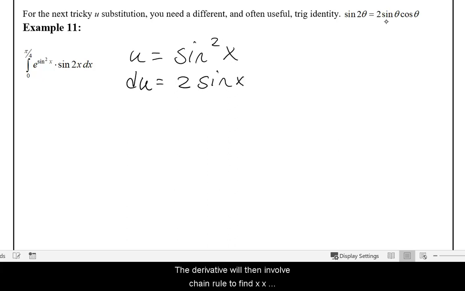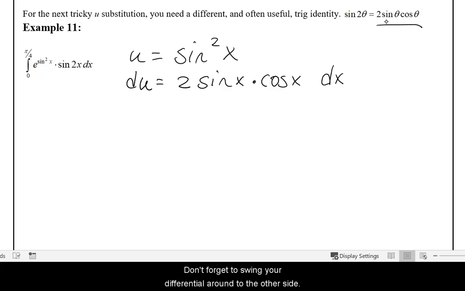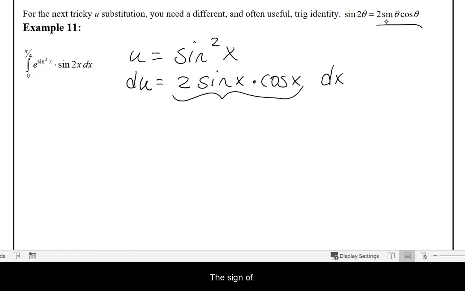2 sine x times derivative of sine is cosine x. Haha, do you see what I see? Yeah, that is in fact that identity that I have up here. If the derivative is 2 sine x cosine x, I can replace that then with the sine of 2x. Don't forget to swing your differential around to the other side. That means I can replace the 2 sine x cosine x with, instead, the sine of 2x.